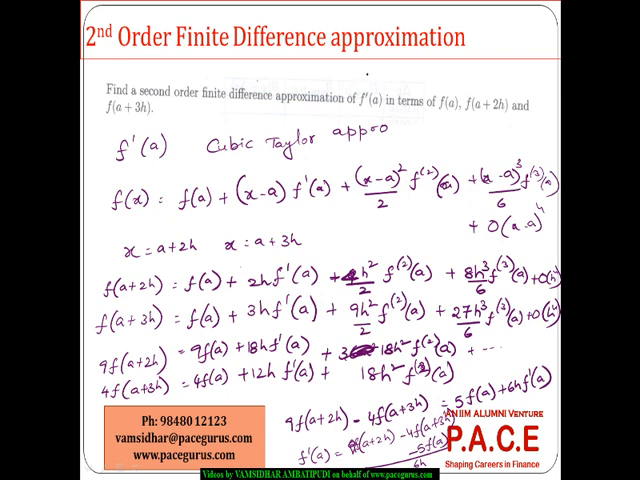So I can very well write f dash of A in this case as 9 f of A plus 2h, minus 4 f of A plus 3h, minus 5 f of A, divided by 6h, because the other part will become a big O notation of order of h squared. So this is the notation of f dash of A in terms of f of A, f of A plus 2h, as well as f of A plus 3h, right?